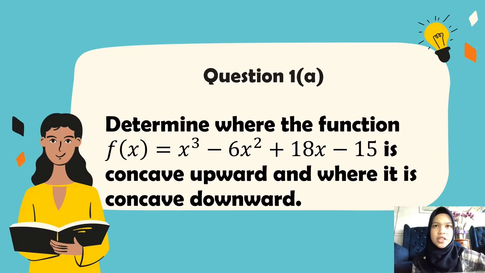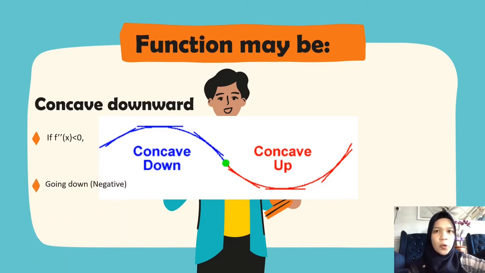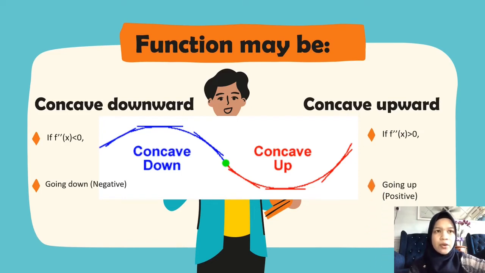The first question is, determine whether the function f(x) equals x cubed minus 6x squared plus 18x minus 15 is concave upward and where it is concave downward. A function is concave downward if the second derivative of f is less than 0, which means going down or negative. Concave upward if the second derivative of f is greater than 0, which means going up or positive.